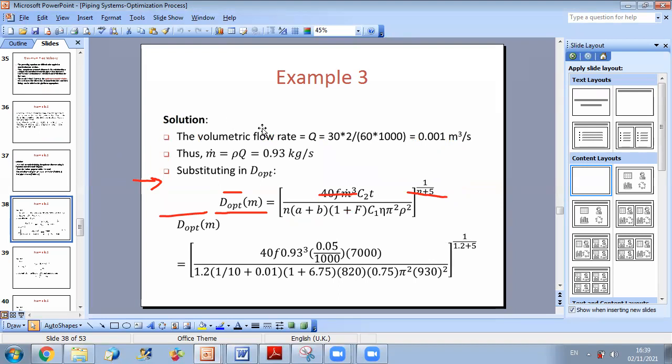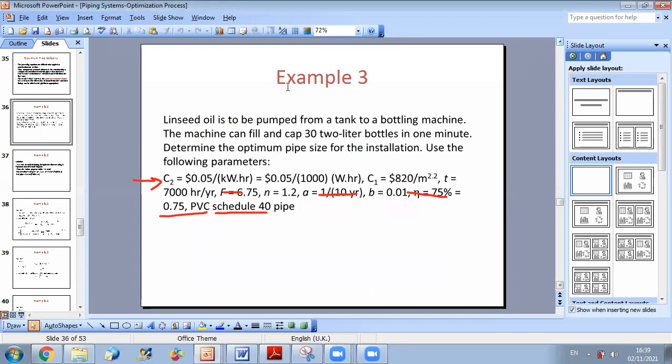First, we want to calculate the volumetric flow rate Q. The volumetric flow rate Q here is given, because they said for us that Q is equal to 30. So we have 32 liters per minute.